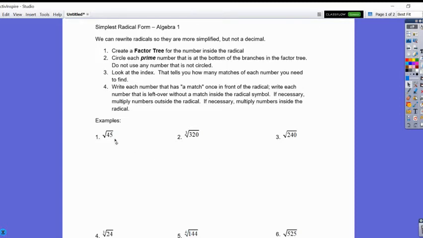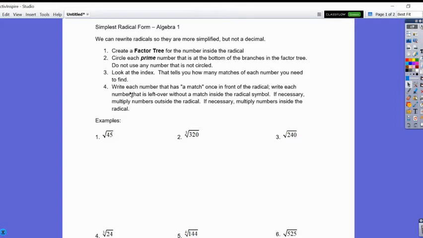If you try to take the square root of something that's not a perfect square, for instance, the square root of 45, if you put that into your calculator, you're going to get a decimal answer. Unfortunately, that decimal answer is going to cause us some rounding errors. So we're going to rewrite this in what's called simplest radical form. It makes our calculations easier and it avoids the rounding errors.